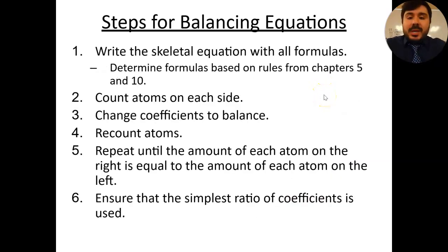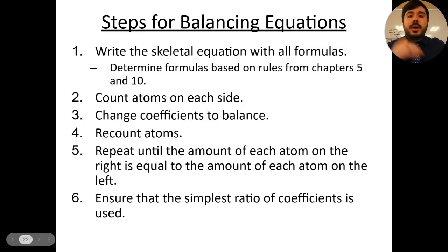Number 4 is to recount the atoms. Then you repeat this process into step 5 until the amount of each atom on the right is equal to the amount of each atom on the left. So step by step, you change coefficients in the chemical formulas of our equation, and then recount the atoms to see if that's balanced our total number of atoms on either side. You repeat that until you have a complete balancing of all of our atoms on both sides of our equation.